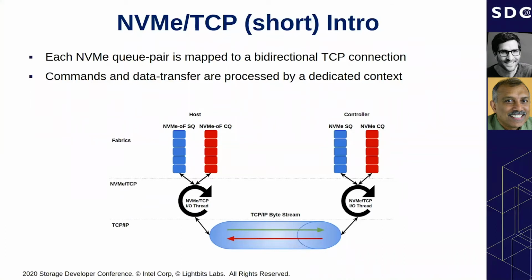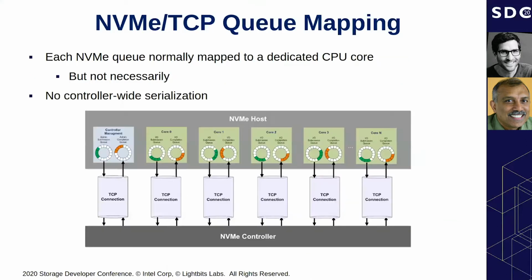Now, the picture is identical or similar on the controller side, where it has this per queue NVMe TCP IO context or thread that processes the network and talks to the upper layer or the backend controllers, and it has the same logical submission completion queue abstraction. So this picture is pretty much on a per queue basis. You can replicate that for different queues.